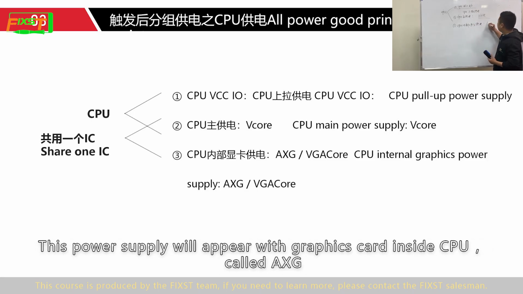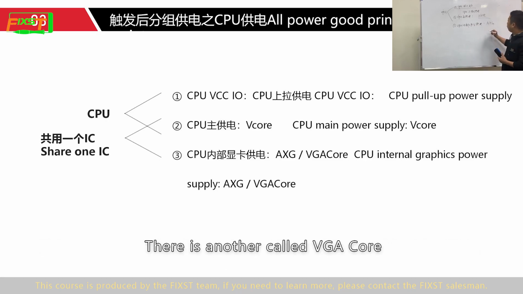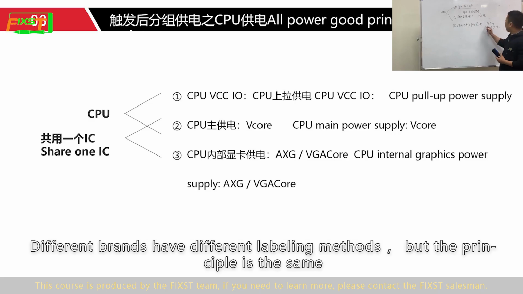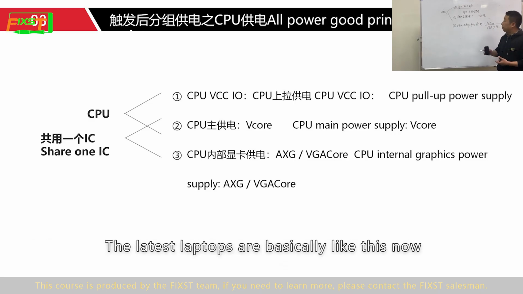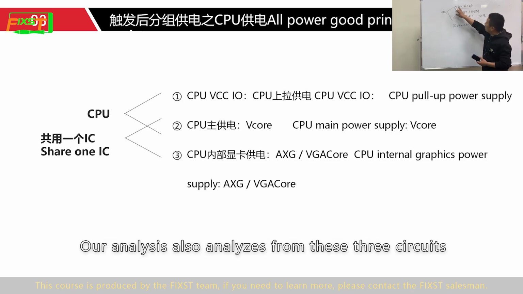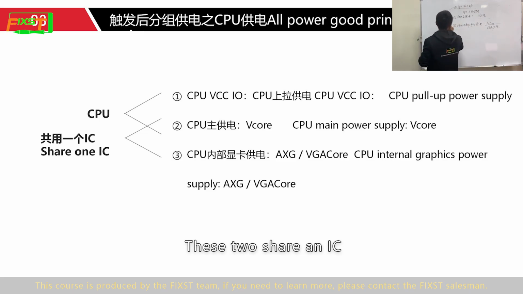The power supply that appears with the graphics card inside the CPU is called AS3. There is another called VGA core. Different brands have different labeling methods, but the principle is the same. The latest laptops are basically like this now. Our analysis also analyzes from these 3 circuits. These 2 share an IC.